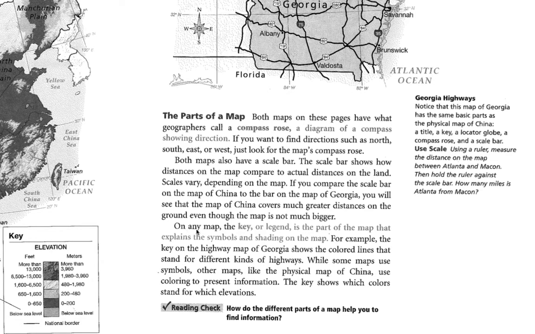Third paragraph. On any map, the key or legend is the part of the map that explains the symbols and shading on the map. For example, the key on the highway map of Georgia shows the colored lines that stand for different kinds of highways. While some maps use symbols, other maps, like the physical map of China, use coloring to present information. The key shows which colors stand for which elevations.